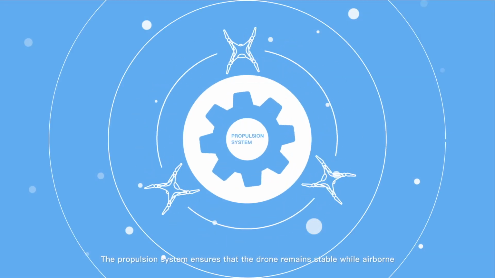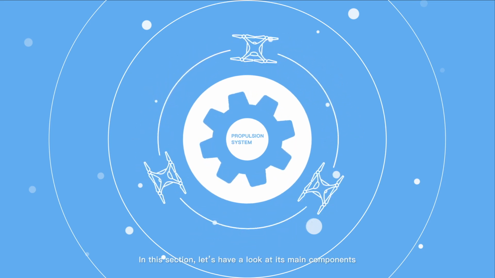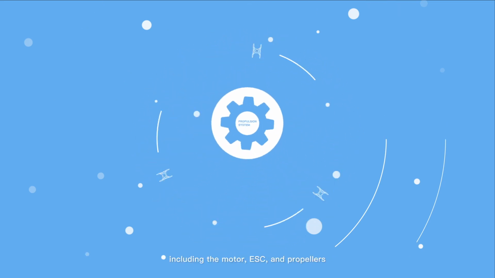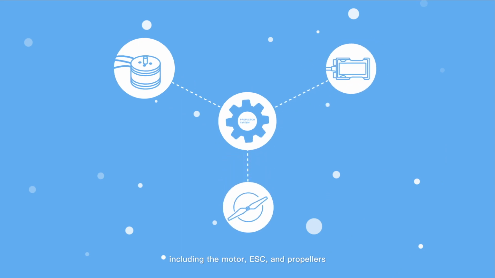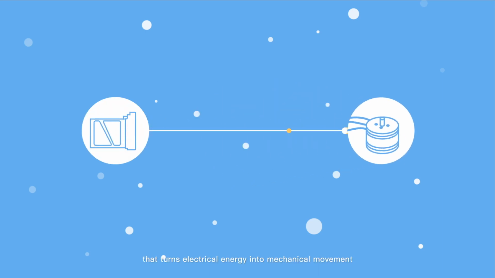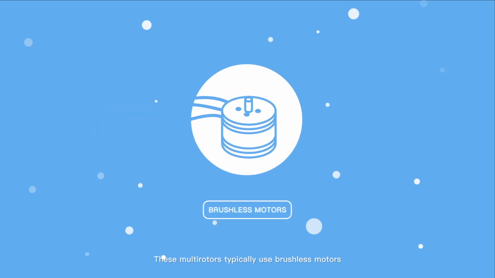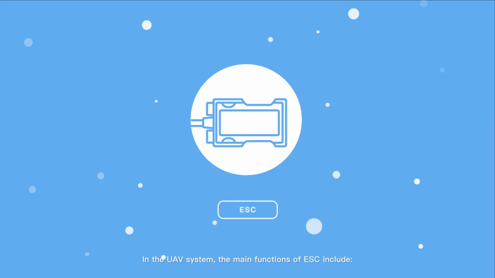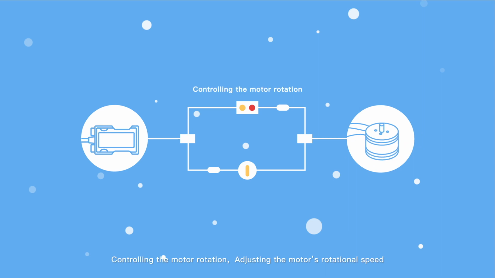The propulsion system ensures that the drone remains stable while airborne. In this section, let's have a look at its main components, including the motor, ESC, and propellers. The motor is a device for energy conversion that turns electrical energy into mechanical movement and allows the drone to gain lift force. These multi-rotors typically use brushless motors. In the UAV system, the main functions of ESC include controlling the motor rotation and adjusting the motor's rotational speed.